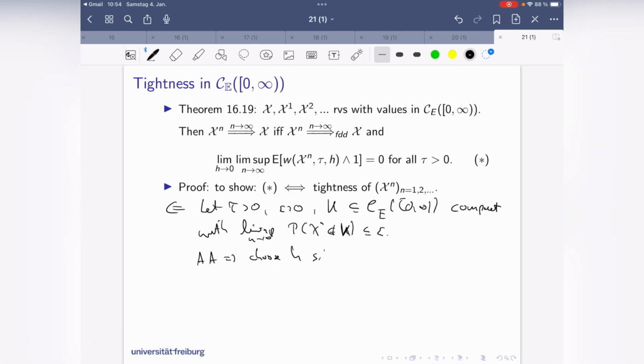Small h such that sup over f in K, w of f, tau, and h is at most epsilon. And then I can put everything together. Lim sup over n goes to infinity, expectation of the minimum of w(X_n, tau, h) and 1.